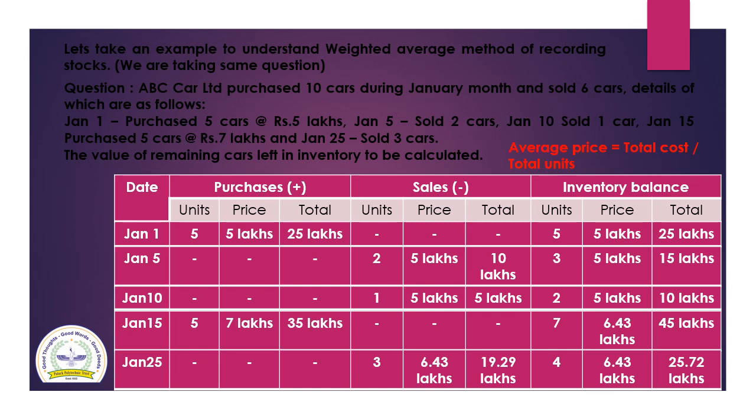You can observe that in the FIFO method we used to record transactions into newer and older purchases and sales. But here we are not going to bifurcate them into new and old. In fact, they are going to be recorded together and an average price will be decided. For the average price, we will be using the formula total cost divided by total units.